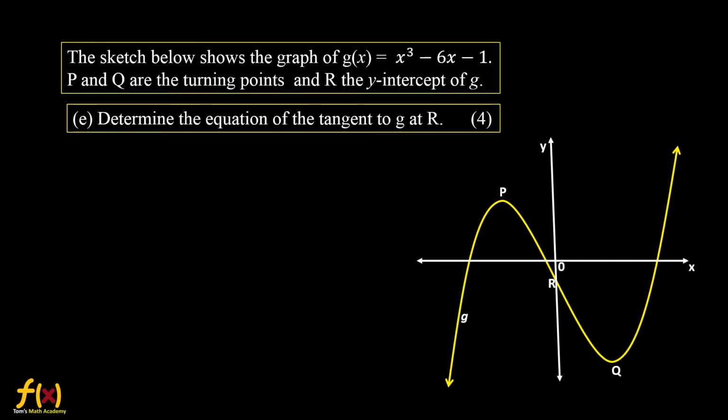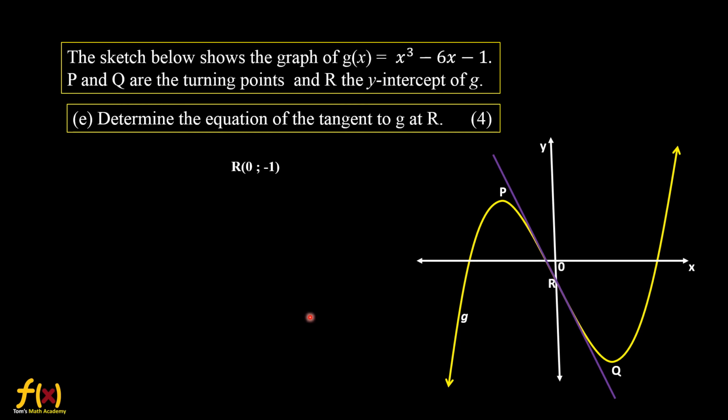Determine the equation of the tangent. Very important, very popular question. Tangent to g at the point R. We have the coordinates of R already. It's the y-intercept, R is (0; -1). And a tangent, not just a straight line, must be touching the graph at one point. Look at this one for explanation. You don't need to draw anything.